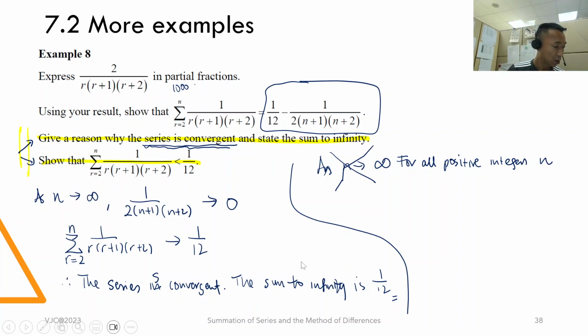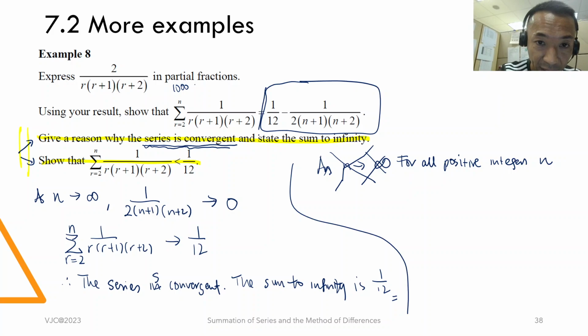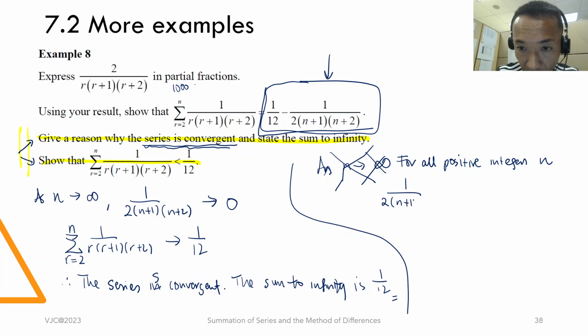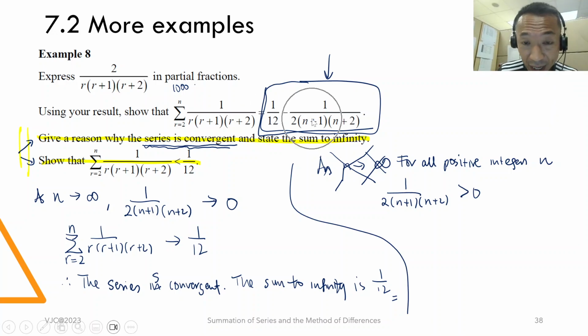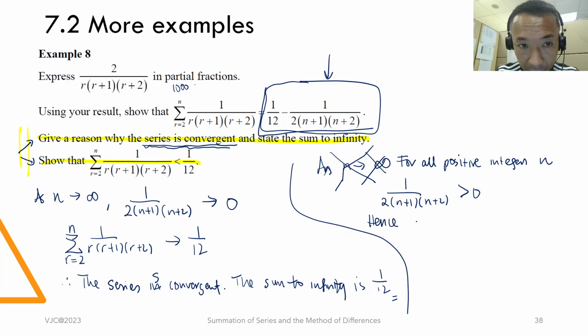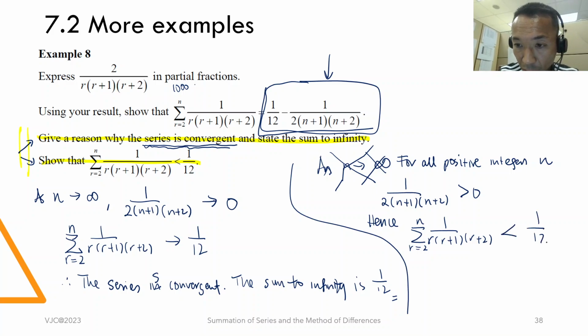than 1/12. For all values of n. Then you say, look at this expression here, 1 over 2(n+1)(n+2) is always positive. Correct? Then you get 1/12 minus something always positive will always be smaller than 1/12. Right? Hence, your expression here will always be smaller than 1/12.